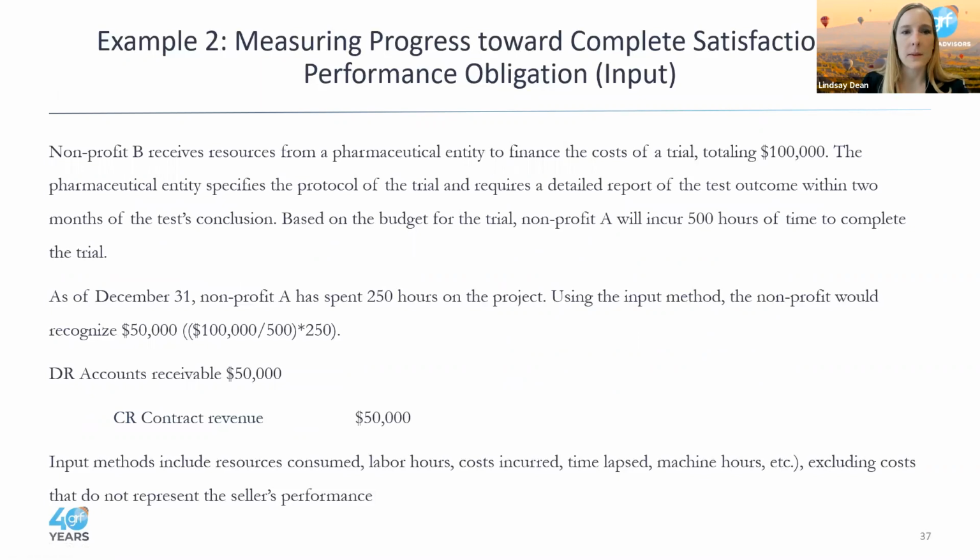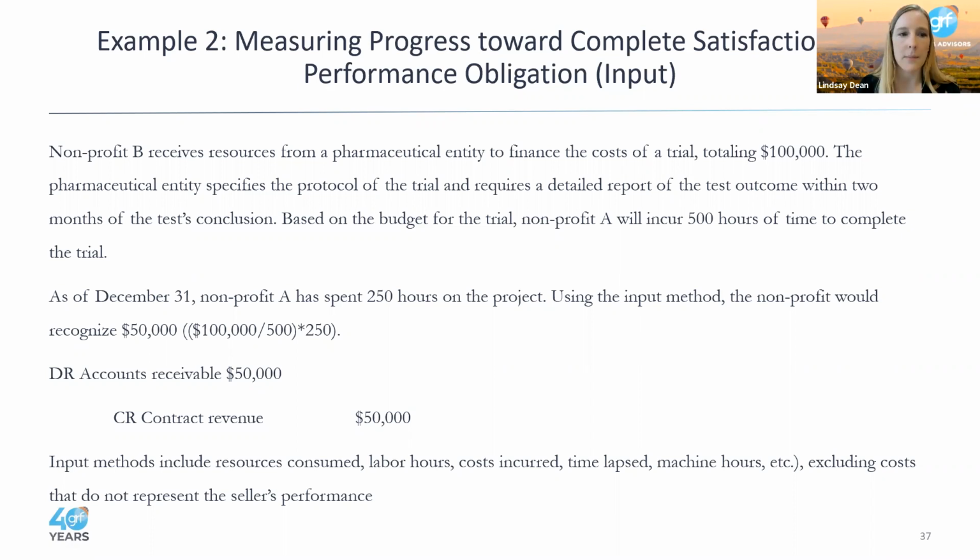This example is taking a look at how organizations are measuring the progress towards the completion of those performance obligations. This is one of the areas where you have a lot of judgment, so it gets a little bit tricky sometimes, and there are different ways of doing it. So when you have a performance obligation over time, you have either the input method or the output method. This first example is looking at the input method.